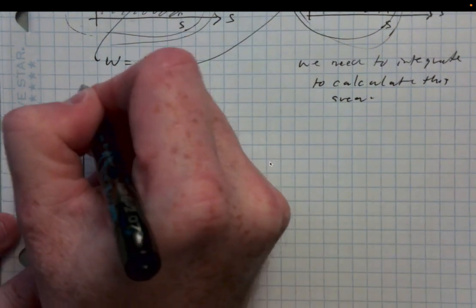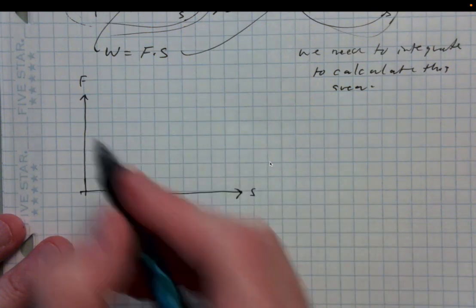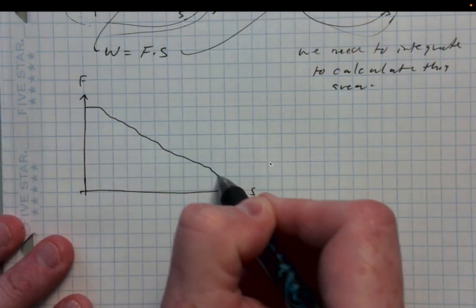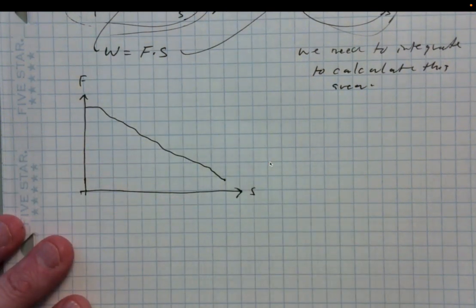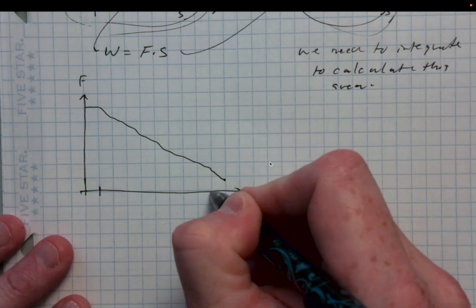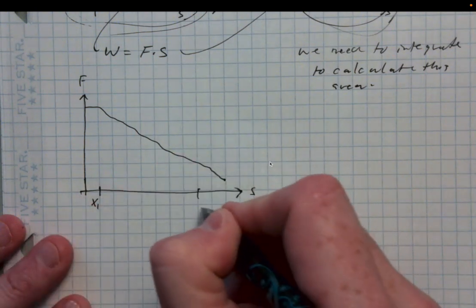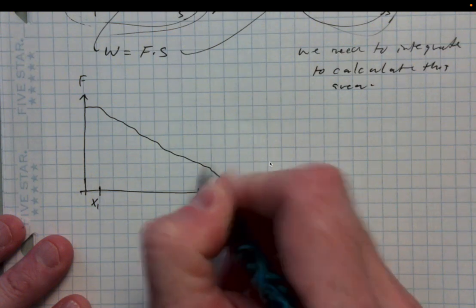Okay, so I've got my displacement and my force plot here, and let's say that my force has a decreasing nature like this, right? And let's say I want to know the work done over this displacement, so maybe from x1 over to what we'll call x2 over here.